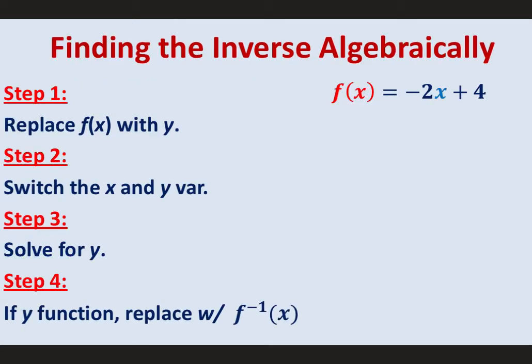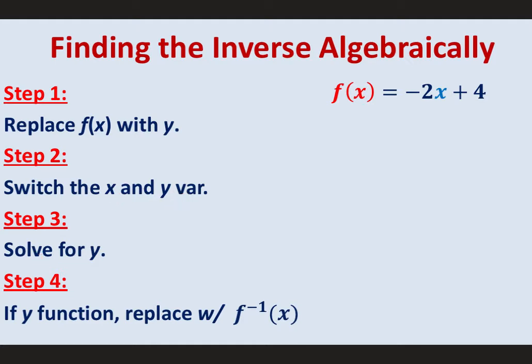Okay, algebraically, to find the inverse, we're first going to replace the f of x with a y, just to make it easier to work with and less to write. Then you're switching your x and y values. In other words, you're switching your inputs and your outputs, so that your outputs become your inputs and your inputs become your outputs. So they just switch places. Anywhere there's an x, you change it to a y. Anywhere there's a y, you change it to an x.